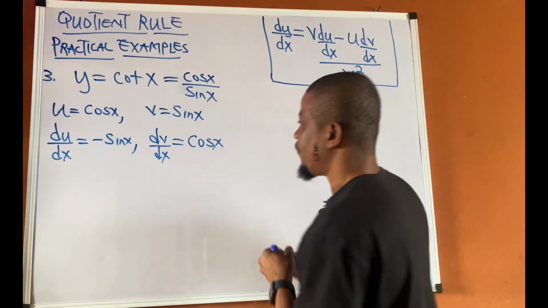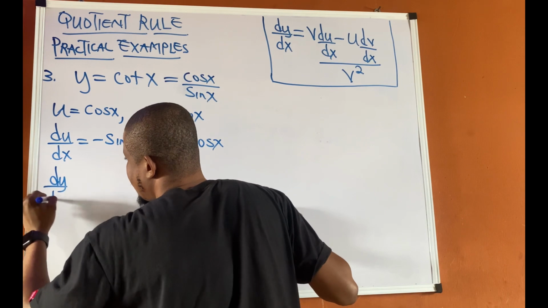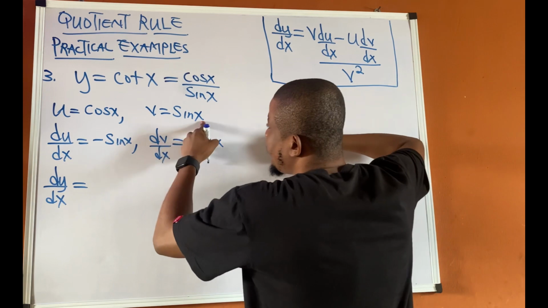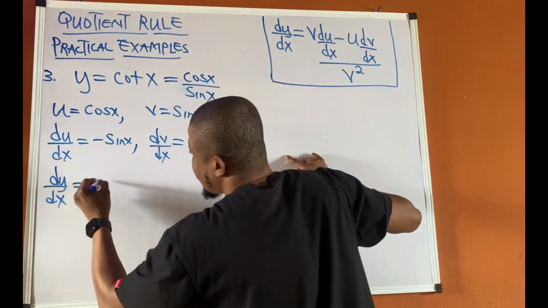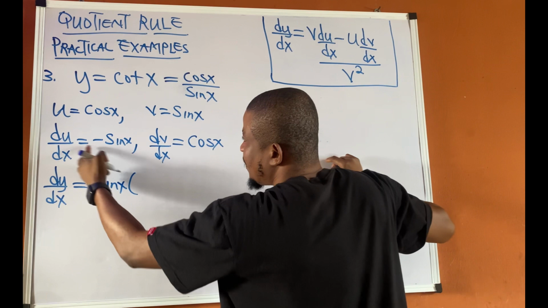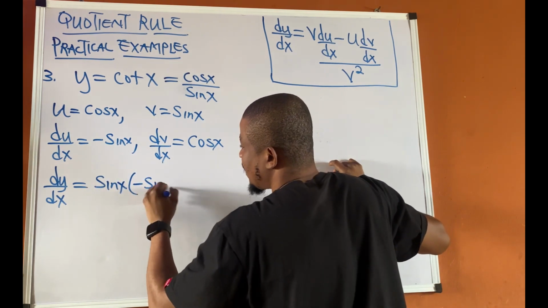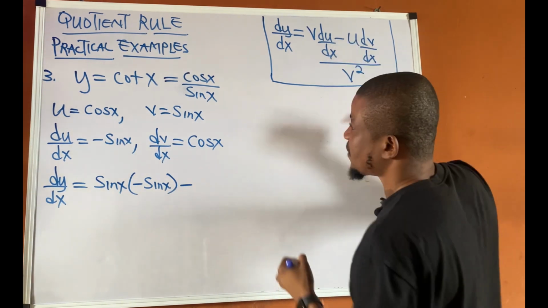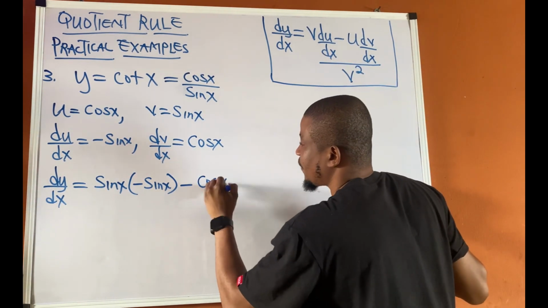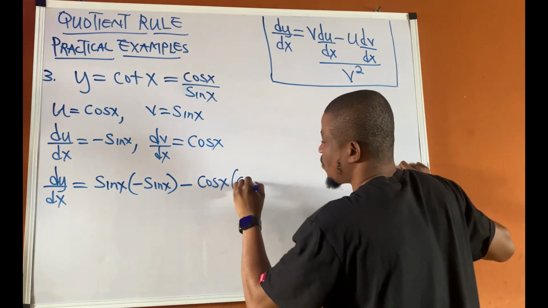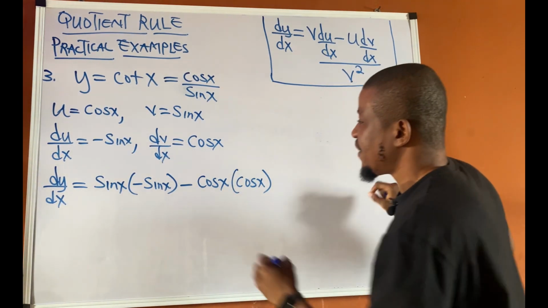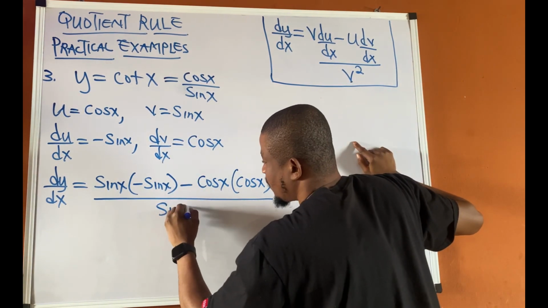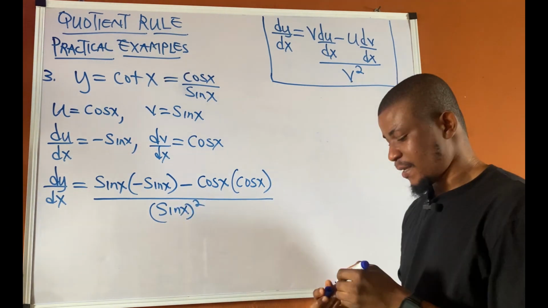We have our rule here, we follow it strictly. dy/dx will now be v du/dx. Our v here is sine x, and our du/dx is negative sine x. Then there's a minus, then u dv/dx. U is cos x, and dv/dx is cos x, all over v squared. v is sine x, squared, right?